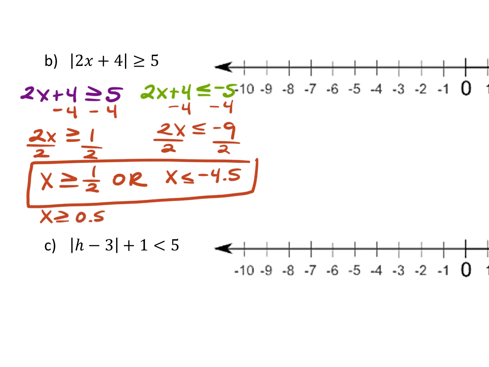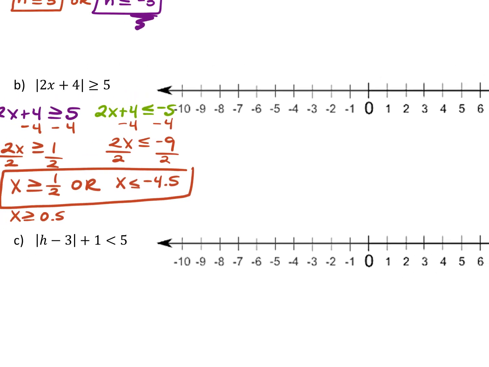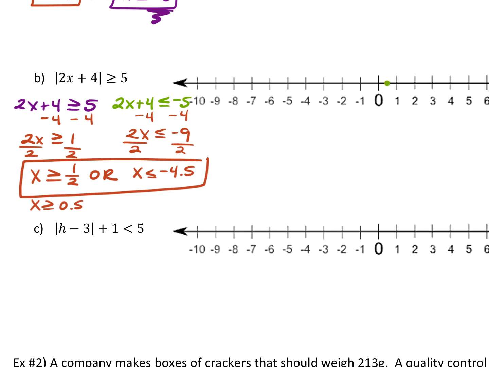So now we're going to graph it. Okay. 1/2 would be right here. That's a closed dot. Shading in what direction? X is greater than or equal to 1/2. To the right. Okay. Then you have a negative 4.5. So that's going to be between your negative 4 and 5, shading to the left. Okay. We said it's an or problem. That makes sense. They're going away from each other. So you can feel pretty good about that.